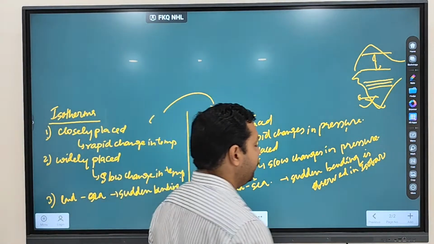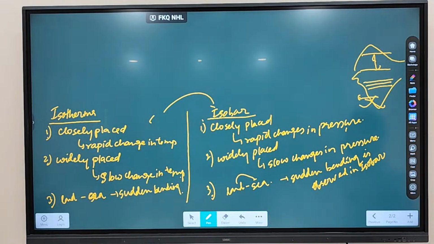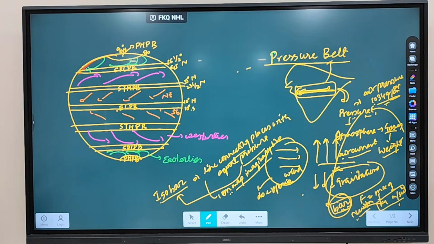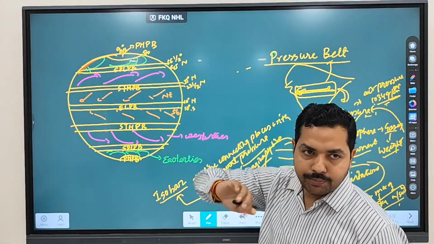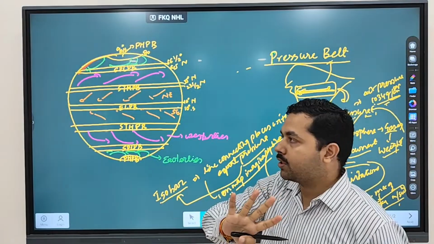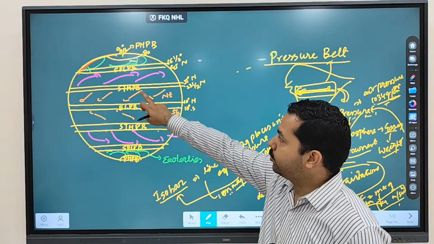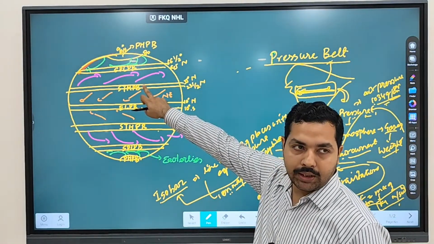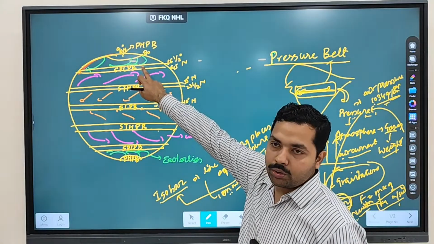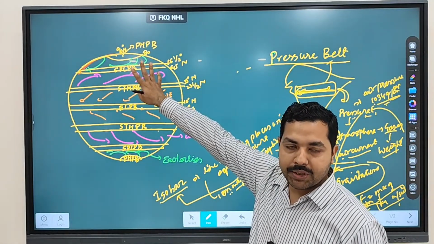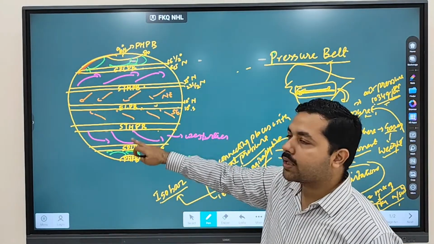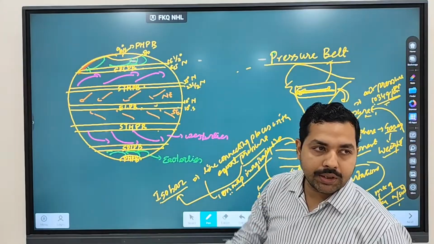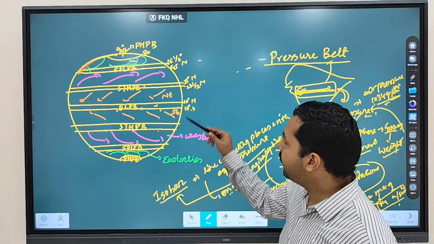Now, coming to this concept of pressure belt. As we discussed, how many pressure belts have we discussed? Prominently 4 major pressure belts. What are the 4 major pressure belts? Equatorial low pressure belt, subtropical high pressure belt, subpolar low pressure belt, and polar high pressure belt. Those are the 4 major pressure belts, and these are also repeated in the southern hemisphere. And we have discussed extension.